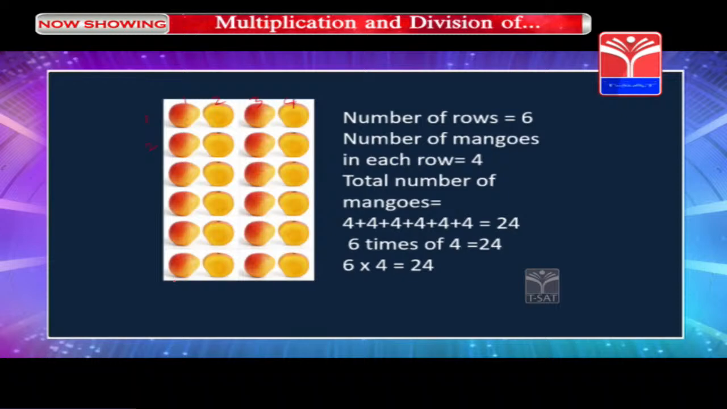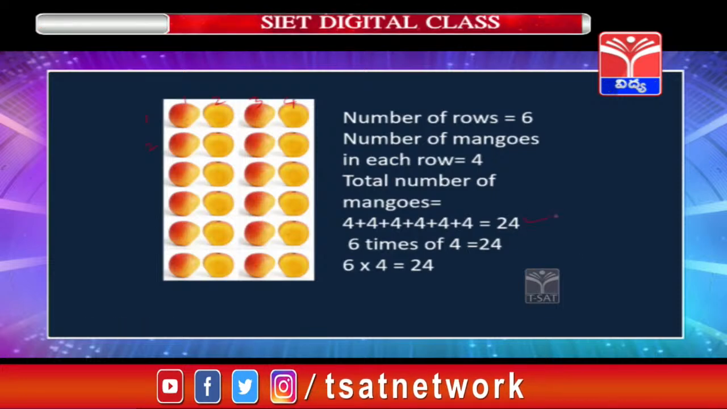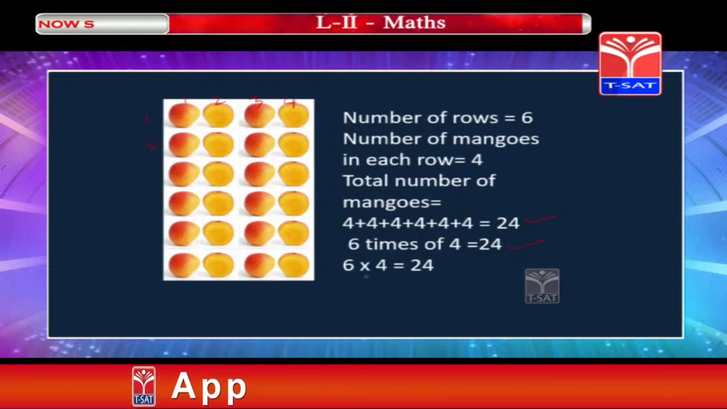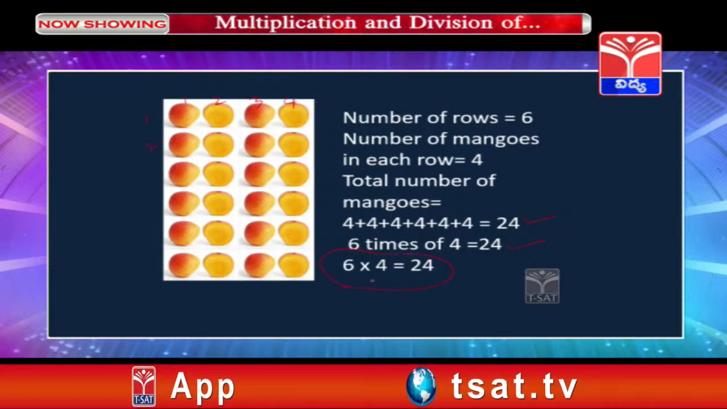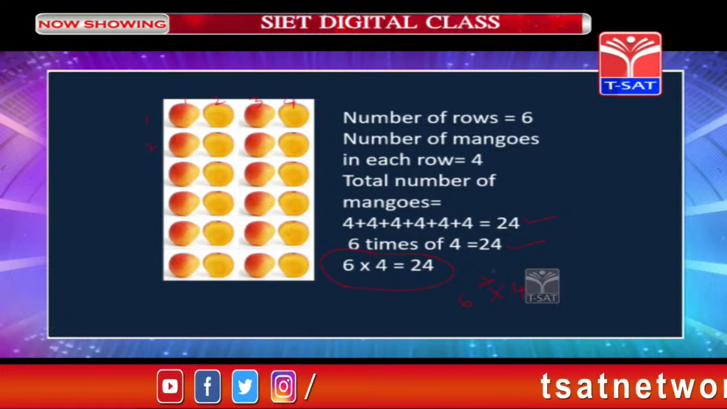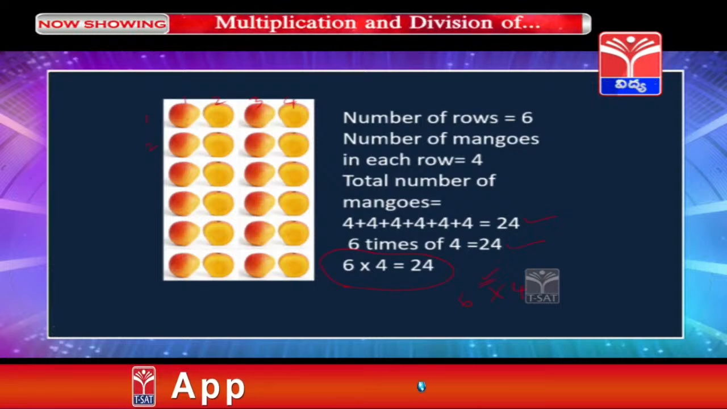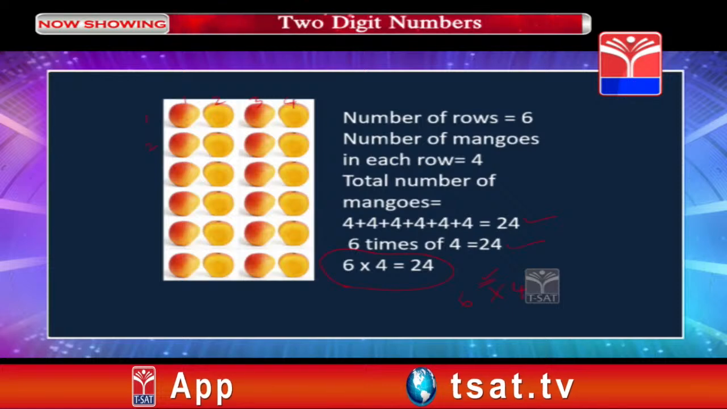So 6 times 4, or 4 plus 4 plus 4 plus 4 plus 4 plus 4, that equals 24. That can be written as 6 times 4, and this can be written in the form of 6 into 4, that equals 24. Here, 6 into 4. What is this symbol? This symbol is for multiplication. And here we are observing, what is multiplication? Multiplication is a repeated addition of a number.